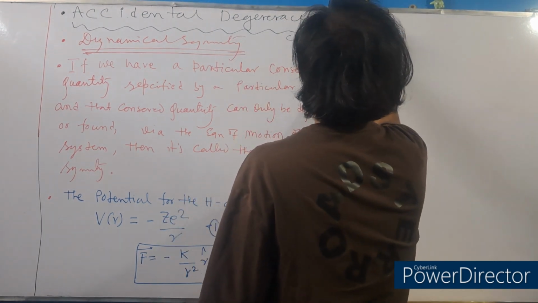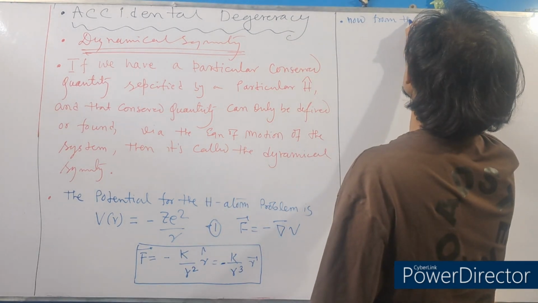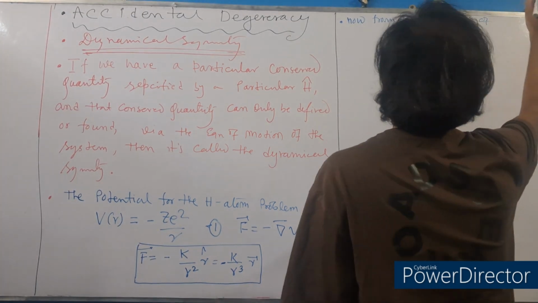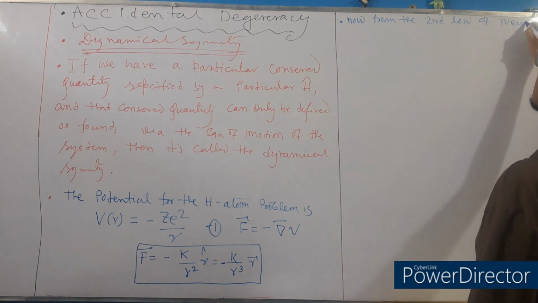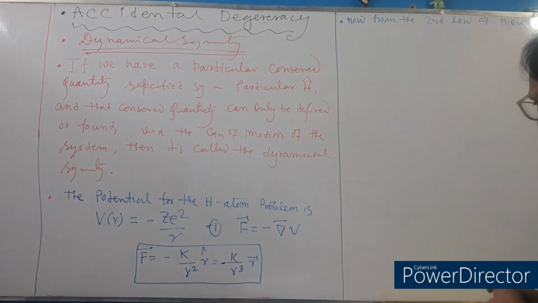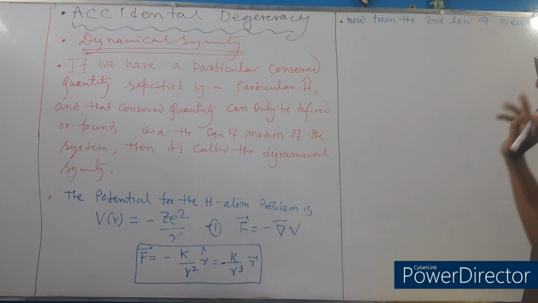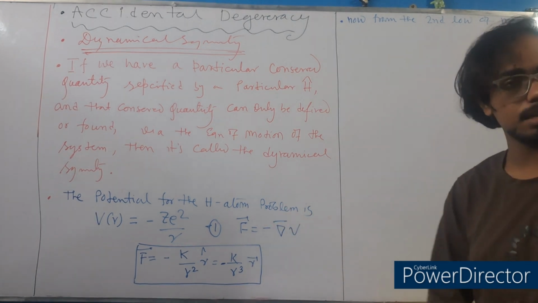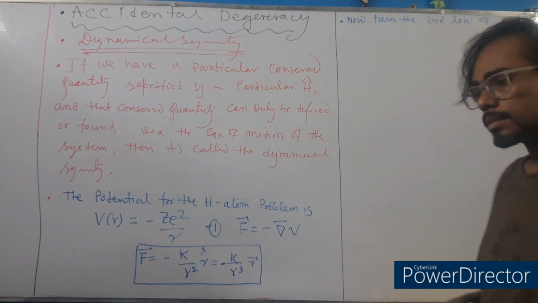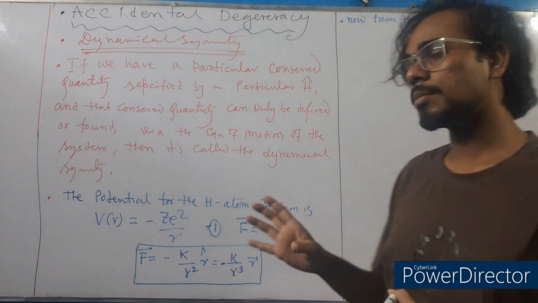Now, from the second law of Newton. Okay. Now a doubt can occur in your mind that this is a quantum mechanical problem, right? Why are you using Newton's law and potential and this classical equation of force? We should have used the Heisenberg equation of motion, right? But listen, the problem is not quantum mechanical at all when you are talking about dynamical symmetry.